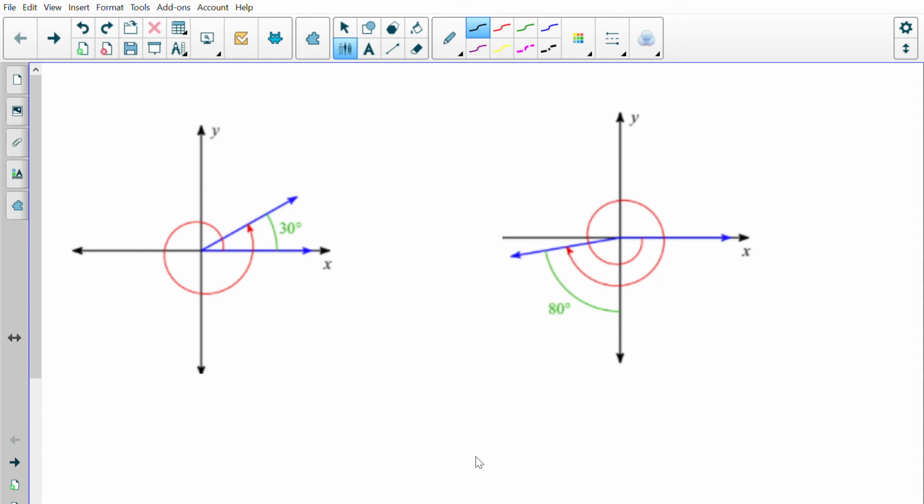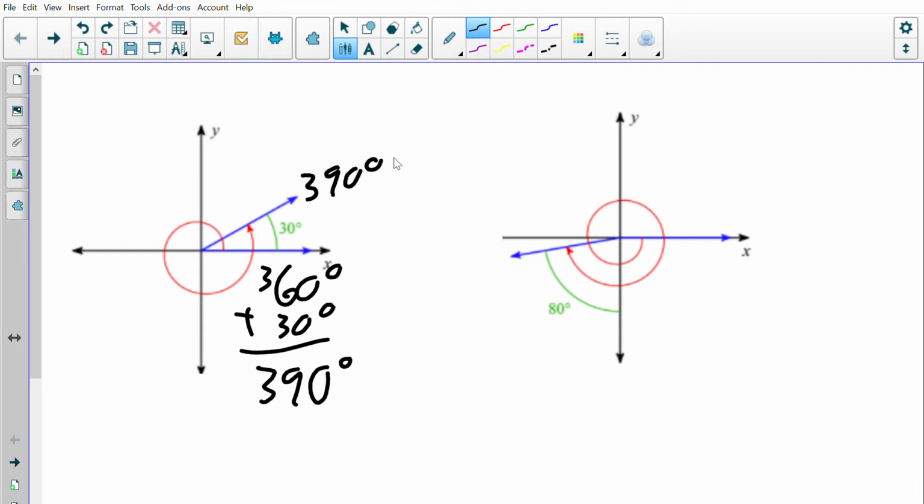Hey guys, we're going to talk about reference angles and how to solve for them. So this says I went around 360 degrees plus 30 more. So the actual angle is 390 degrees. However, when we plug this into our calculator, it's useless.